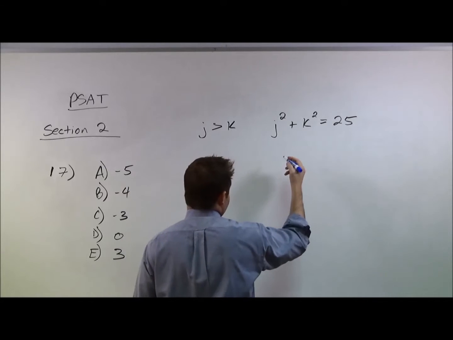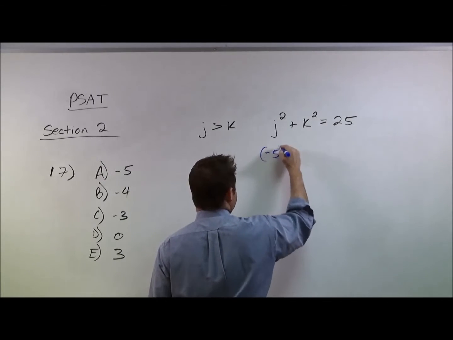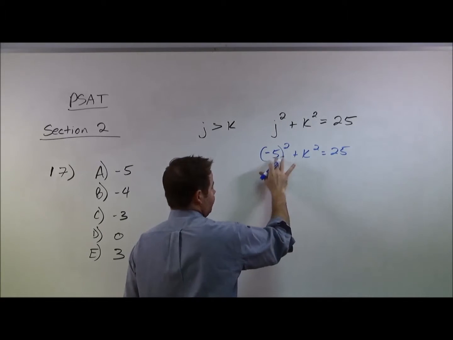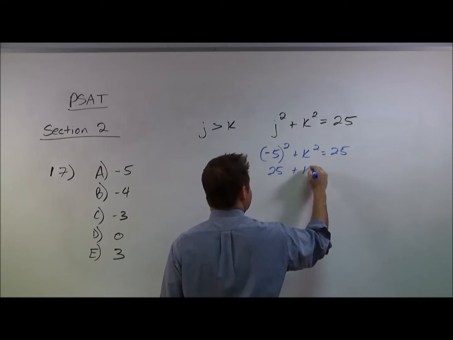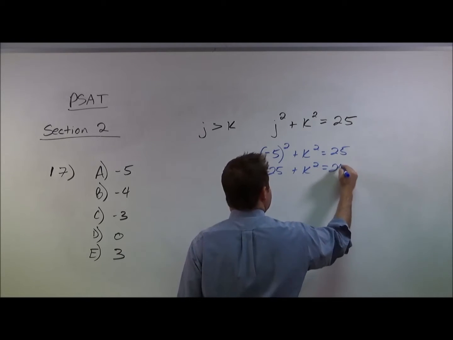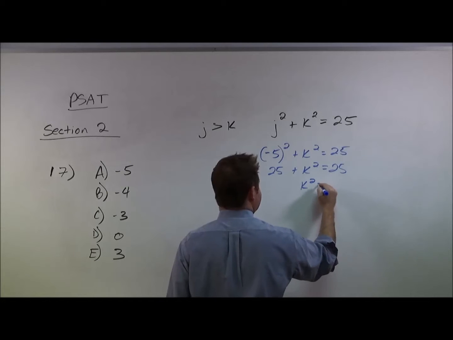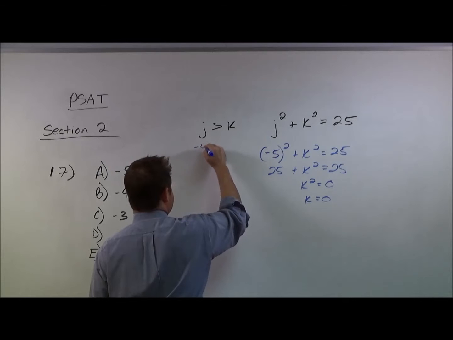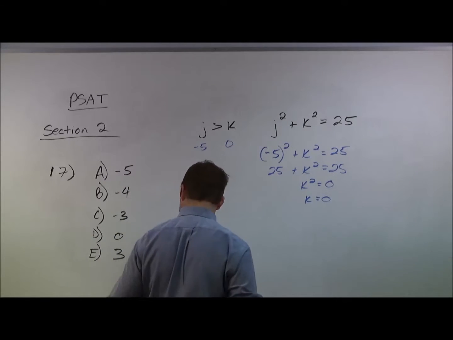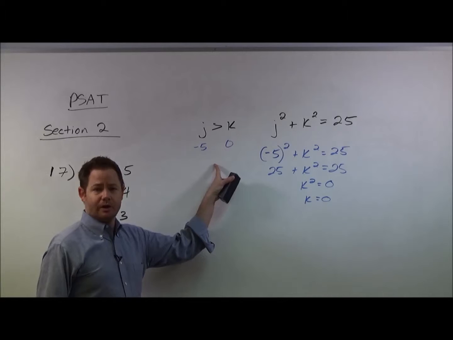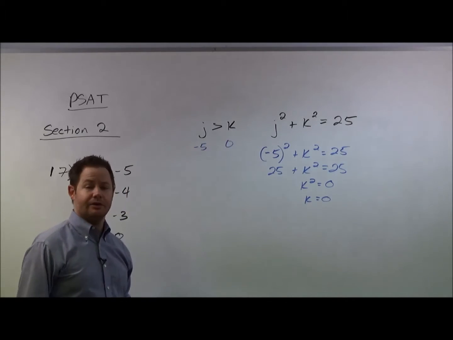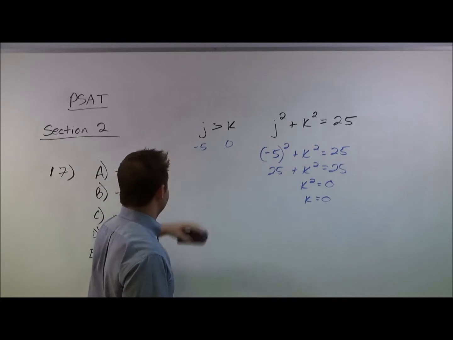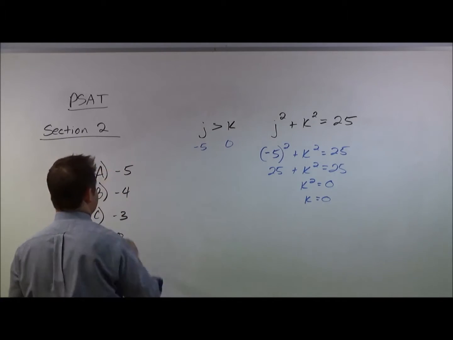So if J is -5, that would be -5 squared plus K squared equals 25. -5 squared is 25. When you subtract 25, you get K squared equals 0, and you get K equals 0. So for that one, we would have J as a -5 and K as a 0. So let's ask ourselves, does that work? Is -5 in fact greater than 0? It's not. 0 is actually greater than -5, so that means we can eliminate answer choice A.